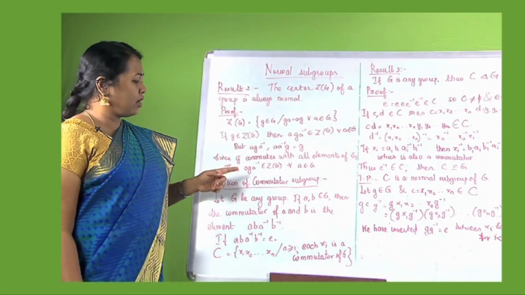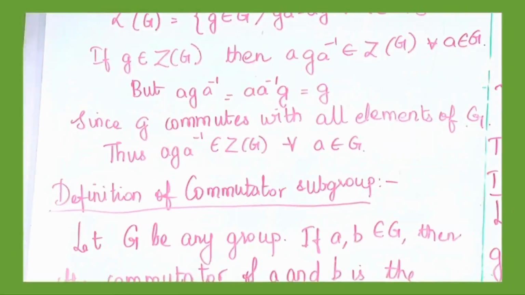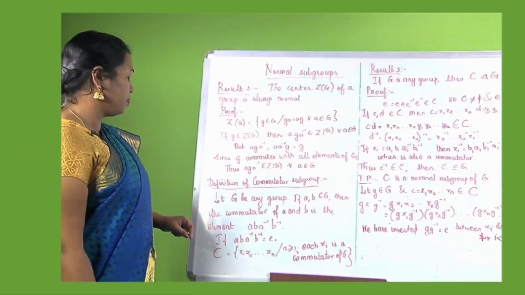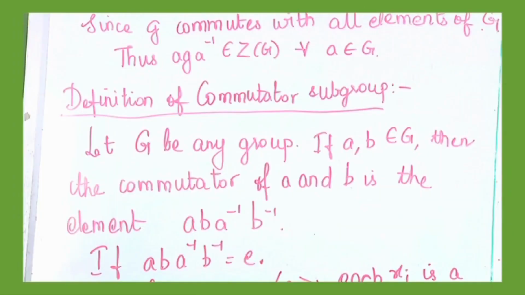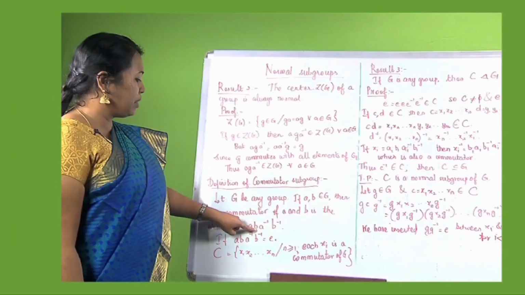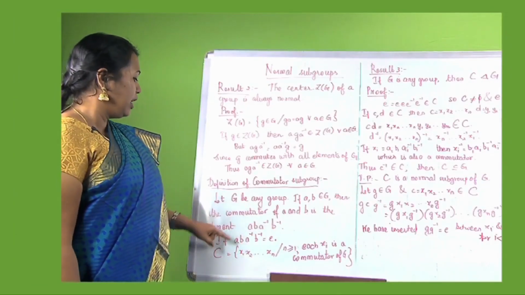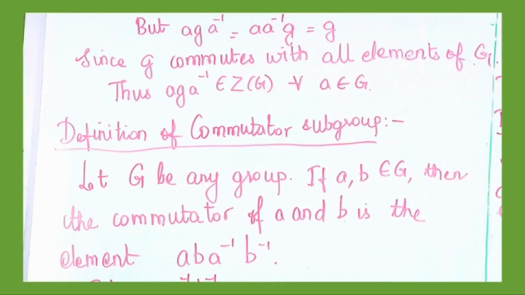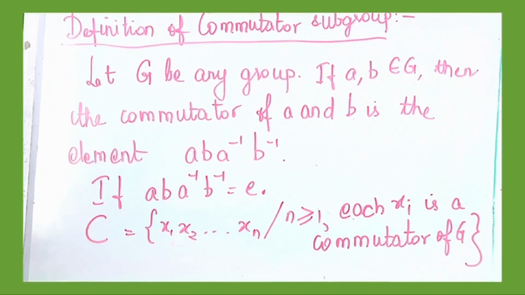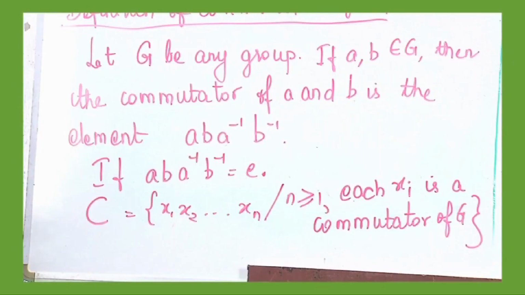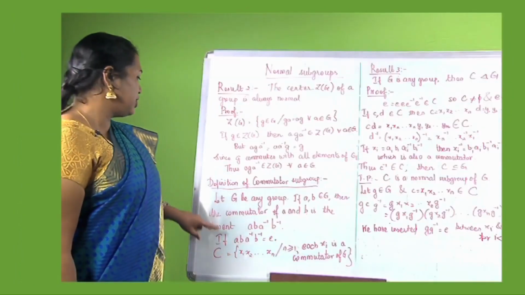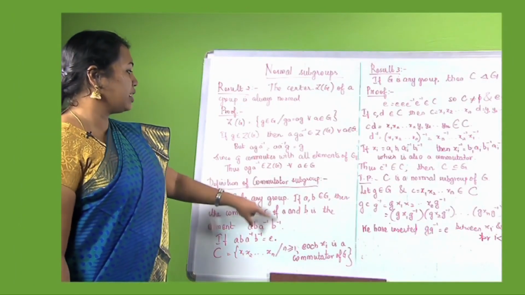Now, we will come to something called the commutator subgroup. The definition of a commutator subgroup. Let G be any group. If a, b belong to G, then the commutator of a and b is the element aba inverse b inverse. If aba inverse b inverse is equal to e, then C is equal to x1, x2, and so on up to xn, where n is greater than or equal to 1, where each xi is a commutator of G, is said to be the commutator subgroup.